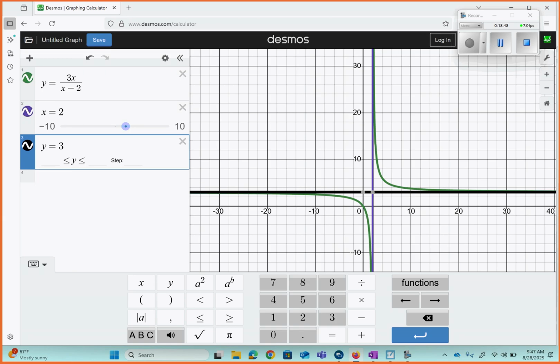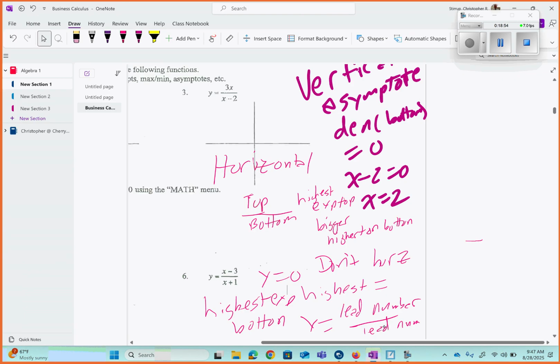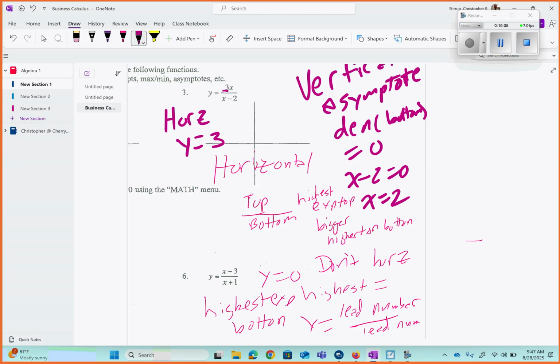It's squeezing very, very close to that horizontal asymptote. Okay, so this particular problem, if we were to look on OneNote, we have the vertical asymptote, as we said, is x equals 2. We have the horizontal asymptote as y equals 3, which is 3 over 1.